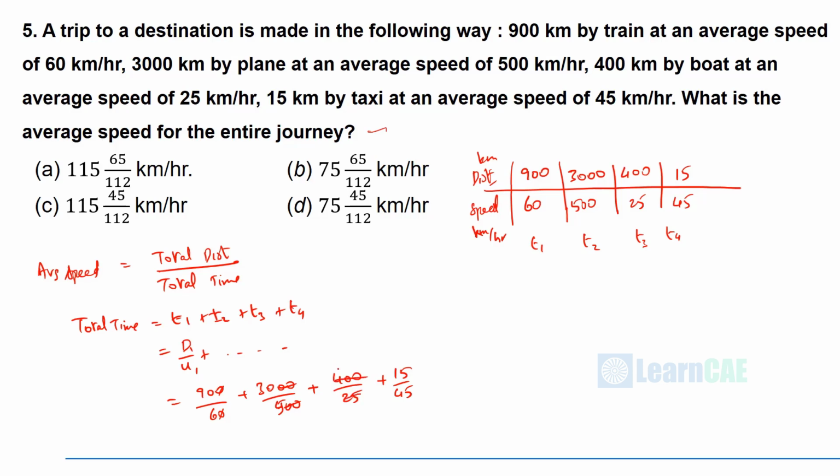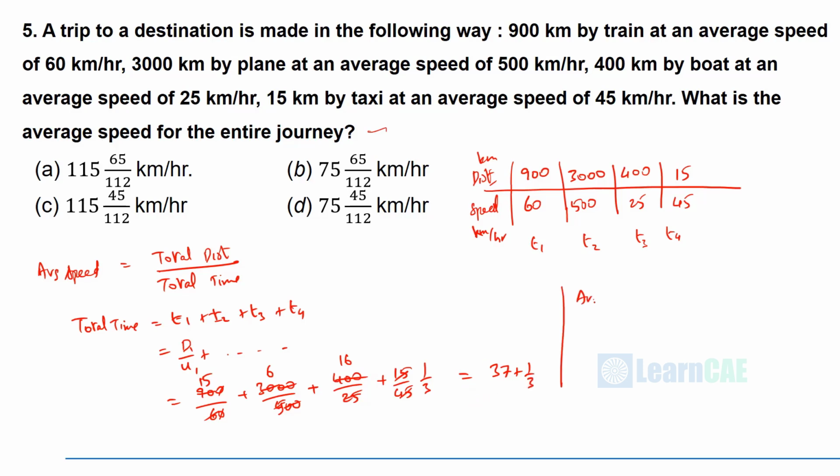This will be 4 into 4, 16. This will be 1 by 3. This will be 15 and this will be 6. So the total time taken is equal to 15 plus 6 plus 16, that is 37 plus 1 by 3. Okay, this is the total time.